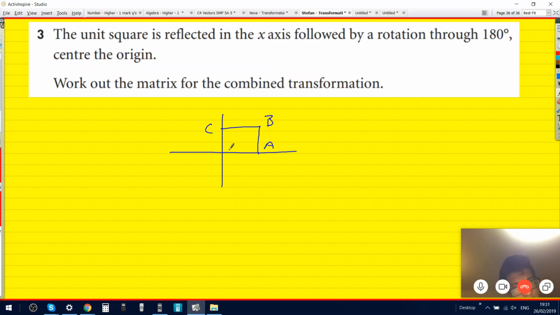Do you know in the exam if we'd get like tracing paper or something? I'm not sure. You shouldn't need it though.